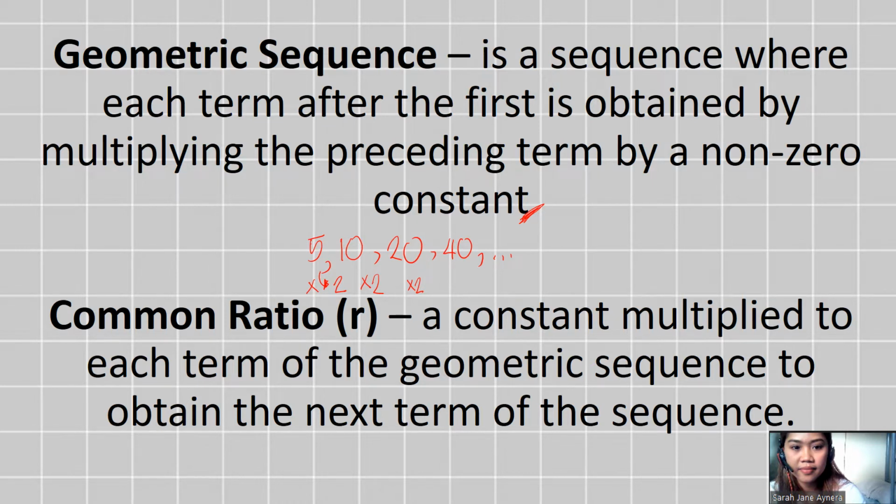Common ratio, denoted by r, is a constant multiplied to each term of the geometric sequence to obtain the next term of the sequence. So from the previous example, 5, 10, 20, 40, the constant number that we use is 2. So in this example, the common ratio is equal to 2.